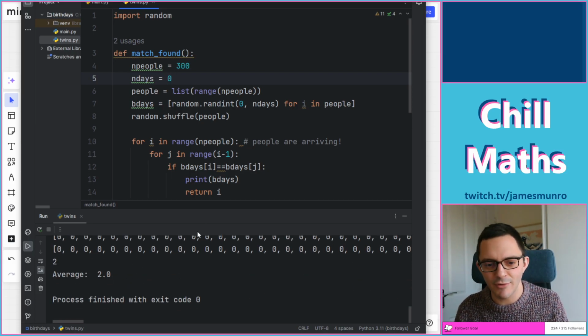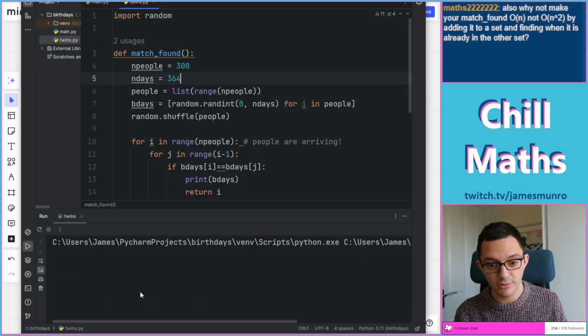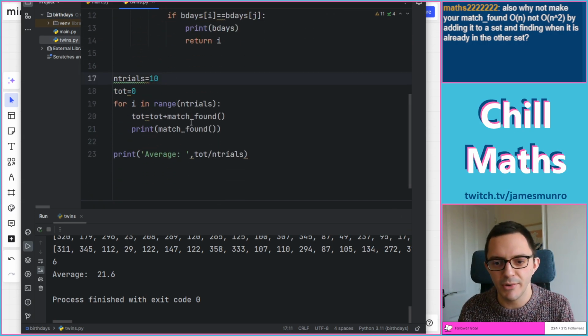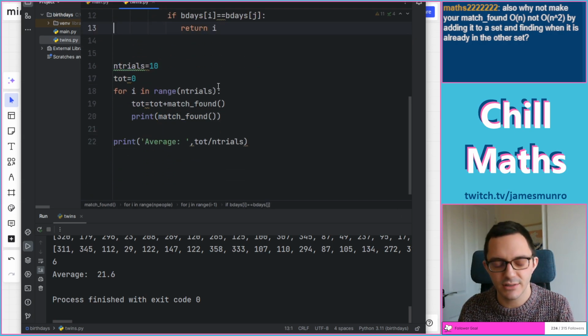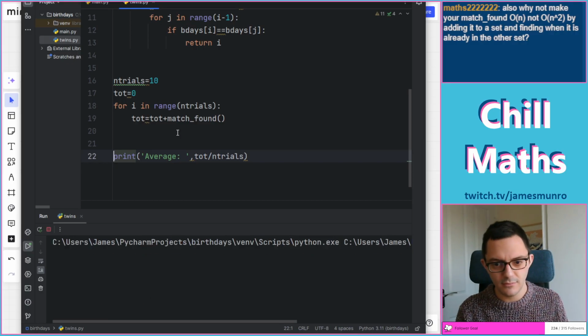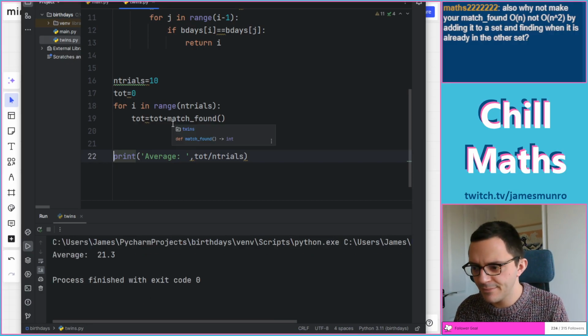That's better. That's everyone's got the same birthday and it takes 2. In this case, where everyone's got one of 2 birthdays, okay, so maybe I'm supposed to set that to 364. Now the average is like 21.6 or something, which it's not really because I'm only doing 10 trials and I'm doing loads of shouting. Bit better.